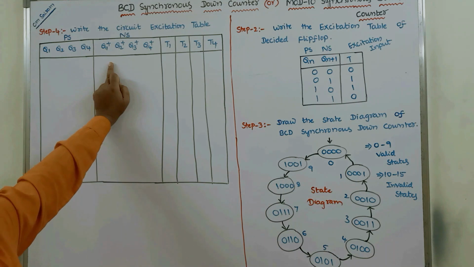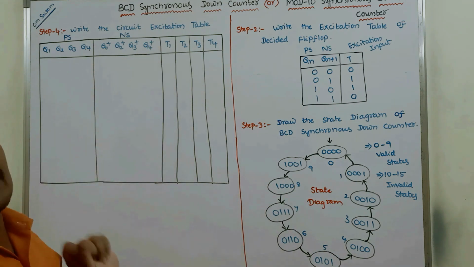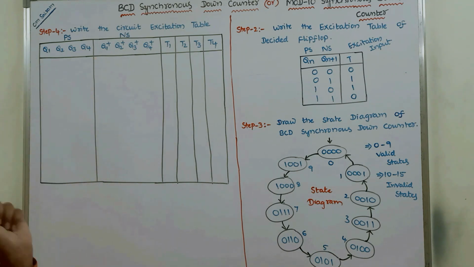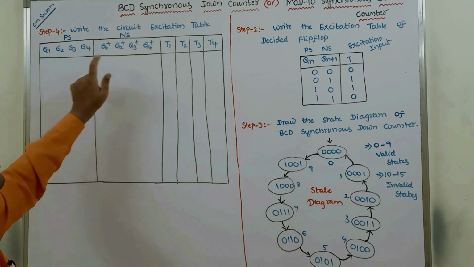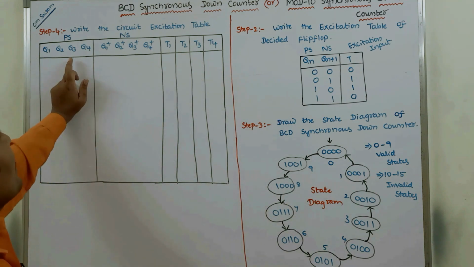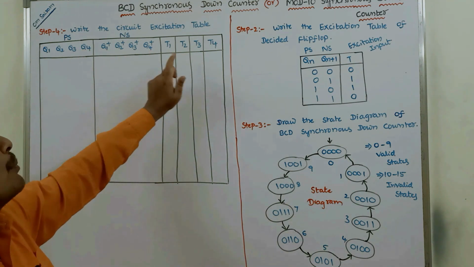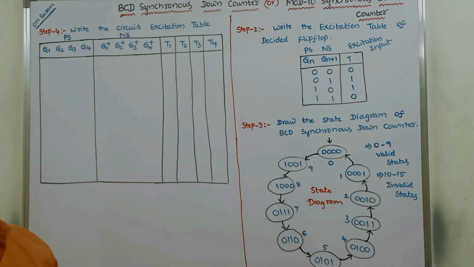Next, for calculating T1, we are considering Q1 and Q1 plus as inputs. For calculating T2, Q2 and Q2 plus as inputs. For calculating T3, Q3 and Q3 plus can be considered as inputs. For calculating T4, Q4 and Q4 plus can be taken as inputs.